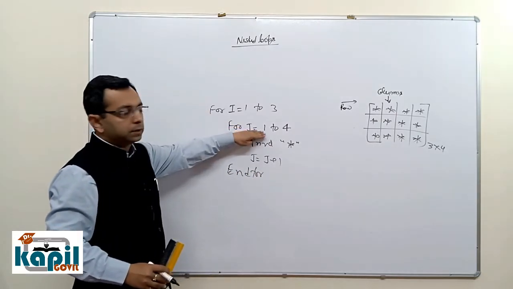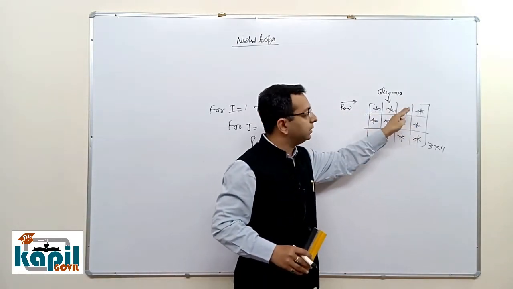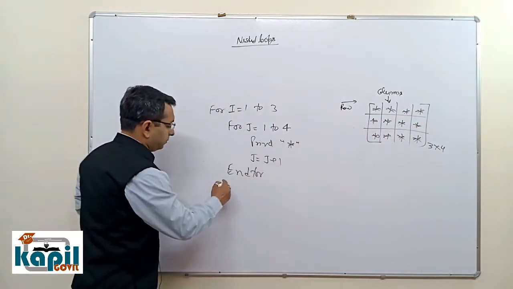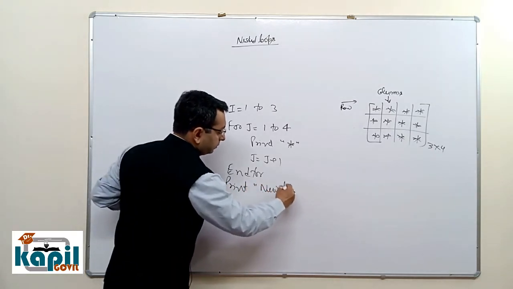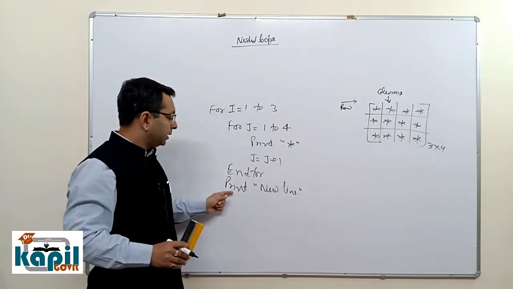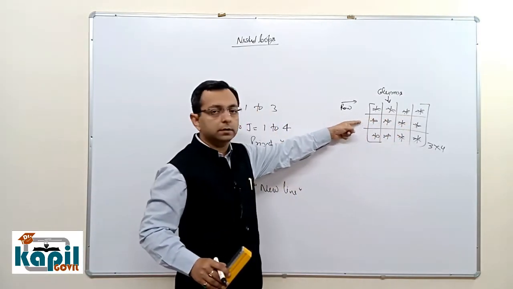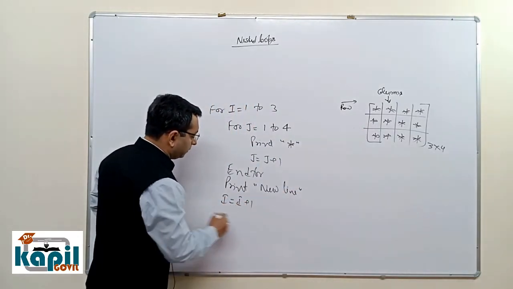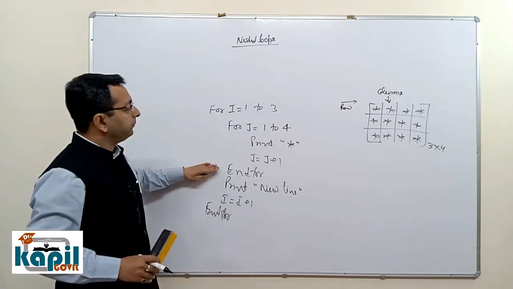After 4 columns, column 1, column 2, column 3, column 4, we have to change the line. How? By printing a new line. Whatever syntax the programming language uses, for now we are writing a new line, which means we are changing the line. Then increment the row.